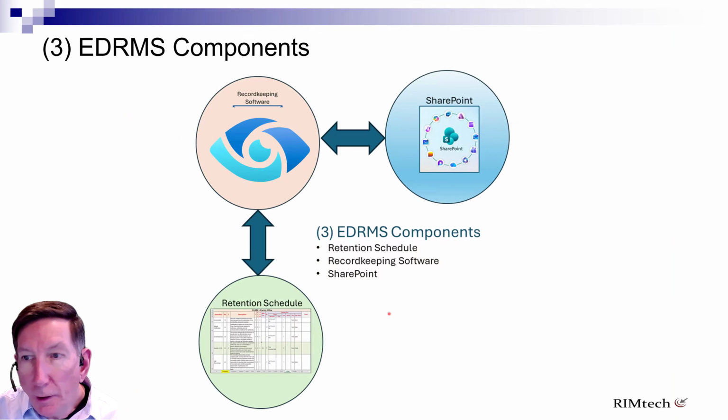So the first thing to get out of the way here is there are three components to any modern EDRMS: the retention schedule, Microsoft Purview, which is record keeping software, and SharePoint, which is our corporate repository that contains all the records that we need to manage. So it's important that you know that we have to bring together those three products, and they're pretty different from each other.